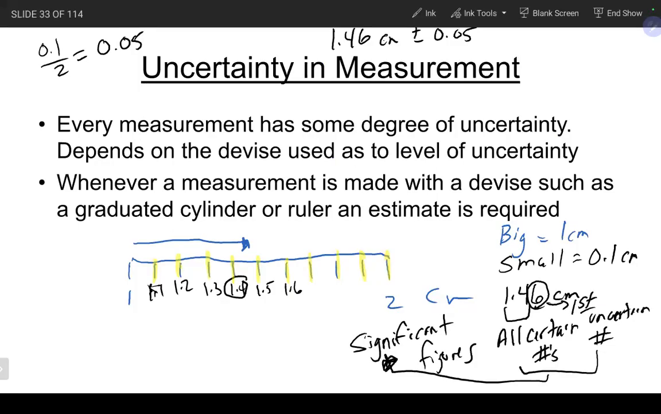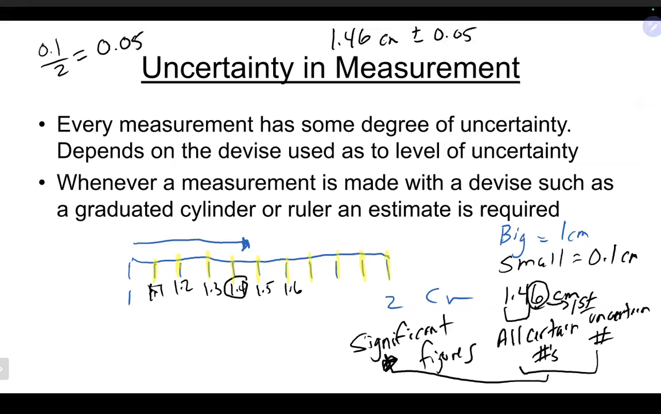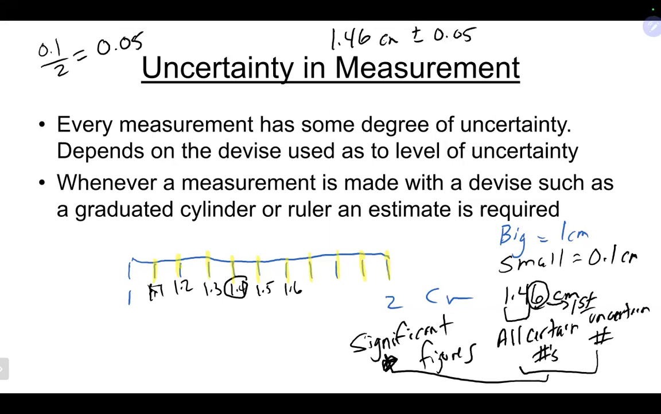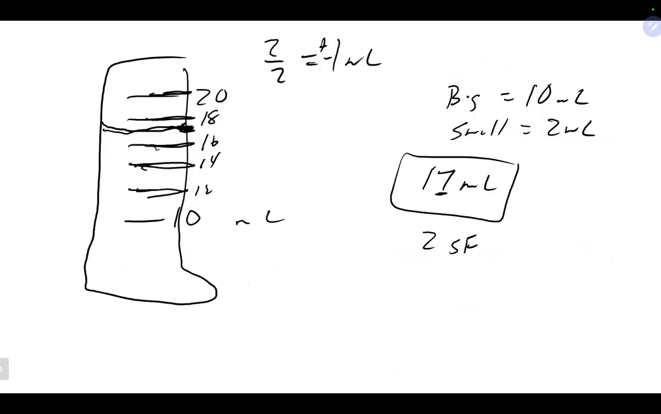Now, another common mistake that a lot of people make is, we'll come back to this guy. And we'll put another line up there. So on this one, let's just say we had a line that was dead on, like the 1.4 marking. What should I record in this case? 1.40 centimeters, or 1.4 centimeters. Is there a difference in those two recordings?